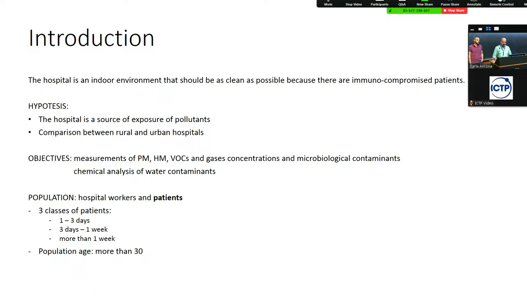The population would be the hospital workers and the patients, and the patients would be classified into three categories: patients staying in the hospital for 1 to 3 days, or from 3 days to 1 week, or more than 1 week. And we selected the population to be patients aged more than 30.